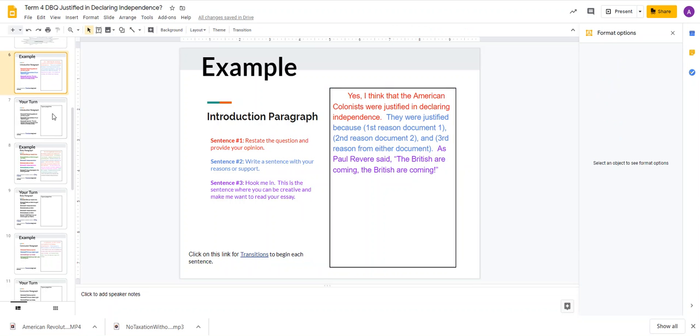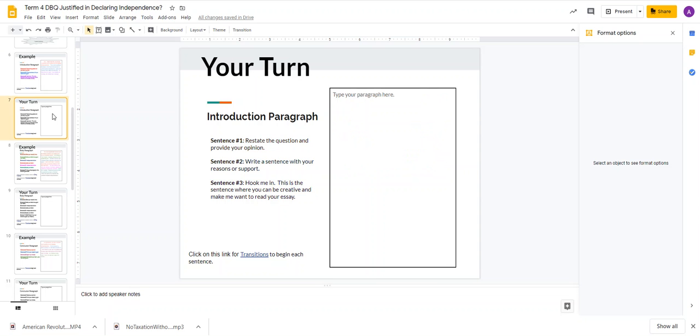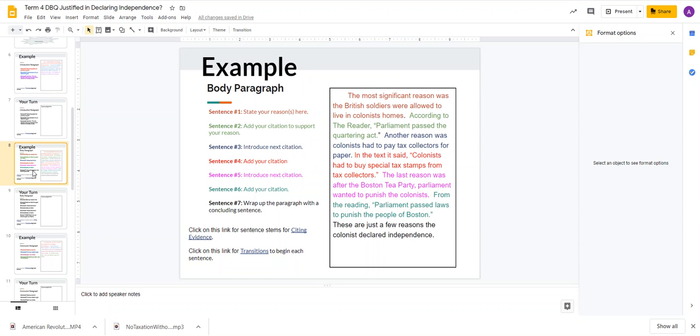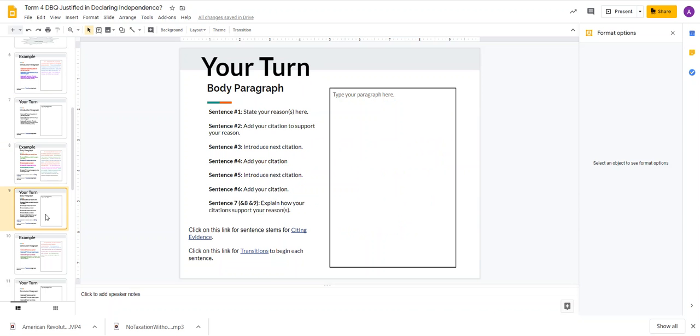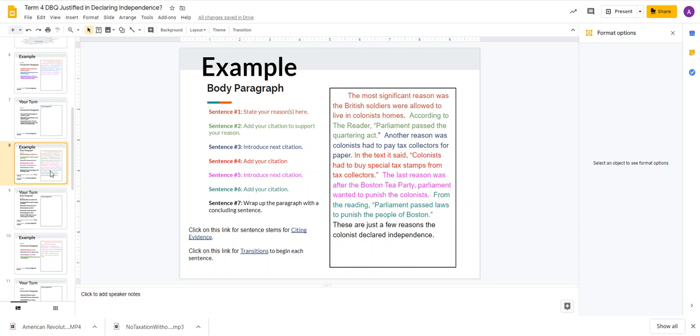So this follows the same pattern. We do an example, and then it's your turn. You do exactly what we did, but with your own words. Then we have another example. Your turn. This example is for your body paragraph where your citations are. I'm going to come back through this here in just a moment.